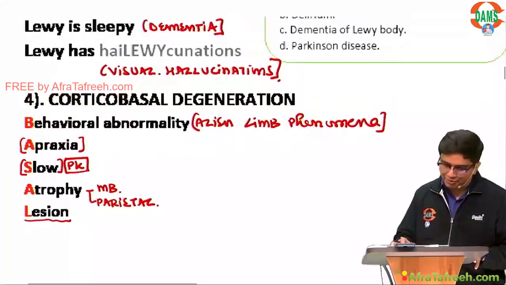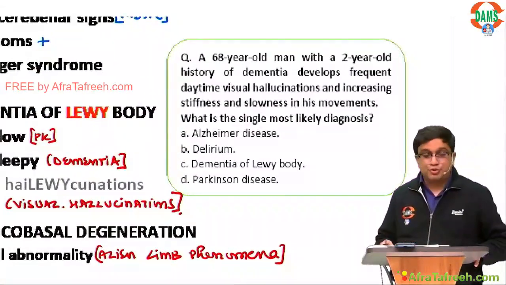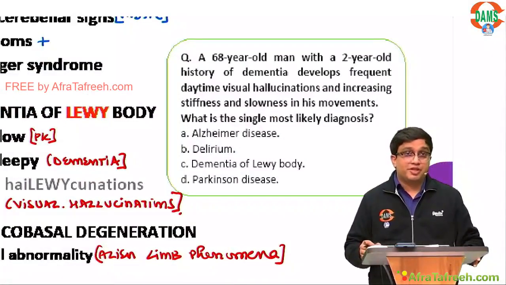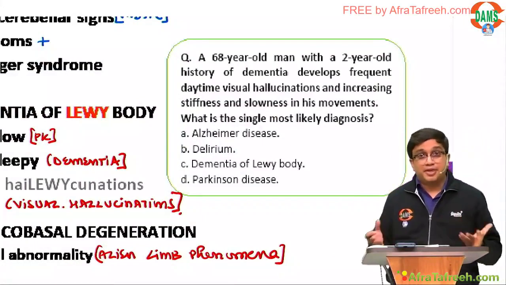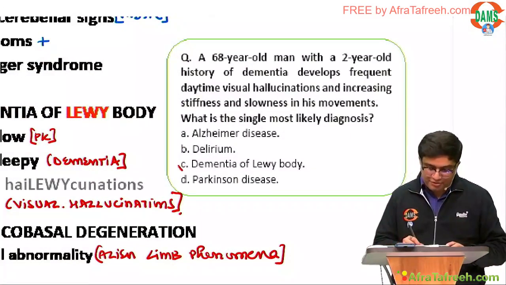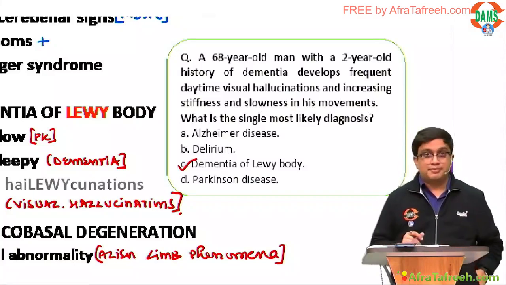Oh, MCQ. 68-year-old man with a 2-year-old history of dementia frequently developed daytime visual hallucination. So memory loss with visual hallucination and bradykinesia. All together defines what? Dementia of Lewy body. Right?